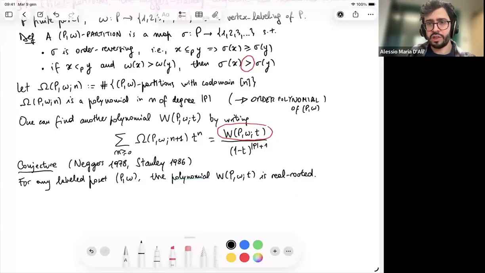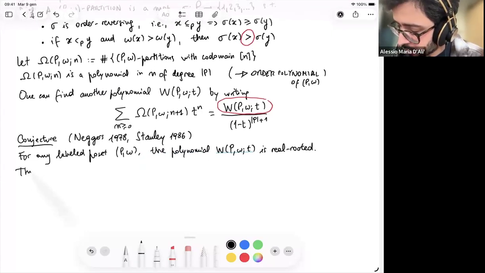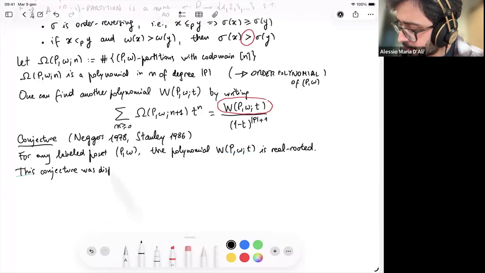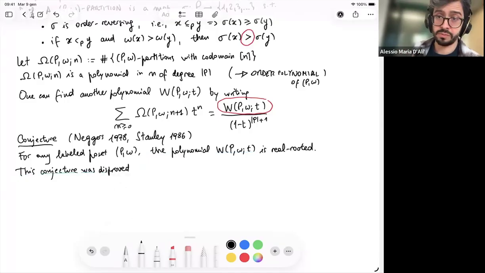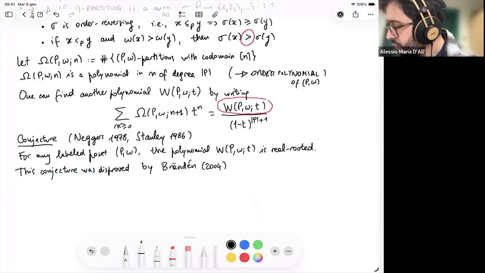It was a very reasonable conjecture and it stood for quite a while. However, it's false, so it was disproved. And it was disproved in several papers, just because of basically different levels of generality. So the main papers I'm thinking of are a paper by Peter Brändén and another one by John Stembridge.